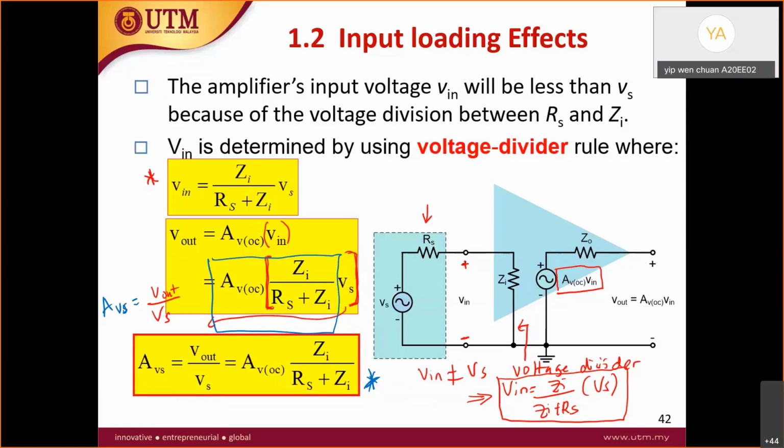The AVS equals V output over Vs, right? Yes, correct. It also equals AVOC times Z in over Rs plus Z in, right? Yeah, because it's actually Vs. No, this is actually just rearranging the formula.